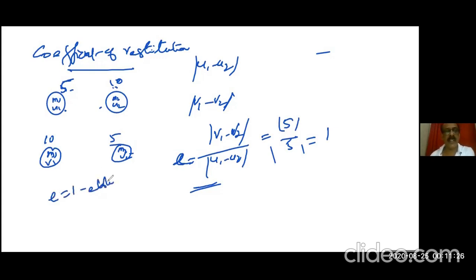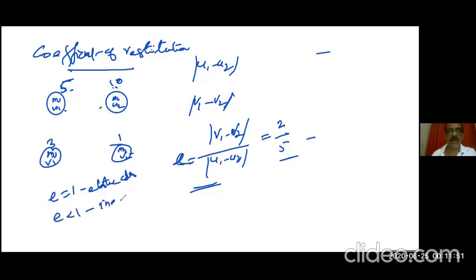Elastic collision. Suppose after colliding some energy is lost. Now this becomes 3, this becomes 1. Then the answer will be like this: V1 minus V2 becomes 2, and the first becomes 5. Say it's less than 1. So if it's less than 1, there is energy loss. That means it is an inelastic collision or non-elastic collision.